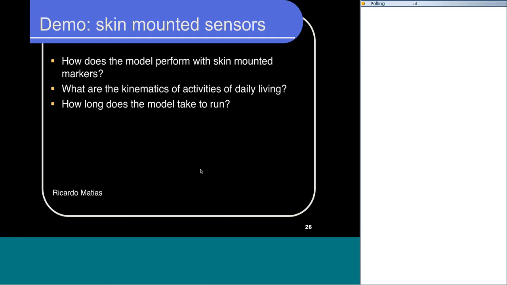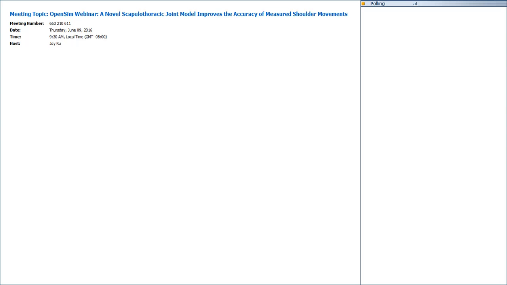how the model performs with skin-mounted markers. And what does it look like for the kinematics of an activity of daily living, and what's the performance? So he's going to do this live in OpenSim.